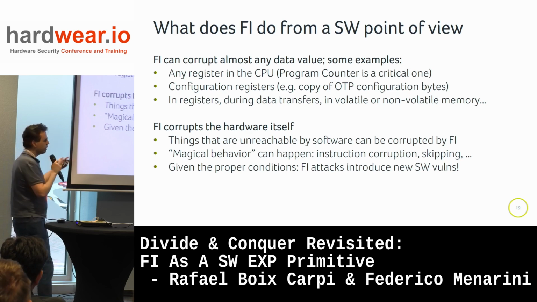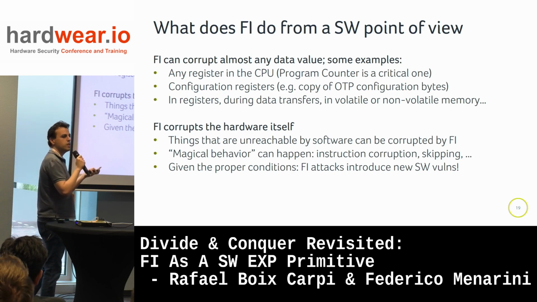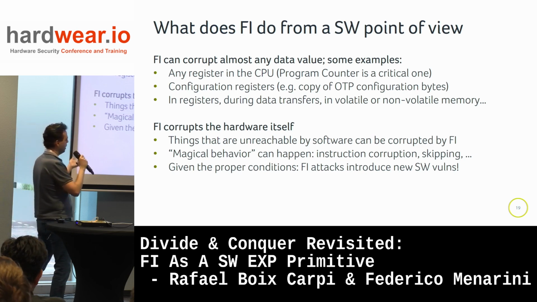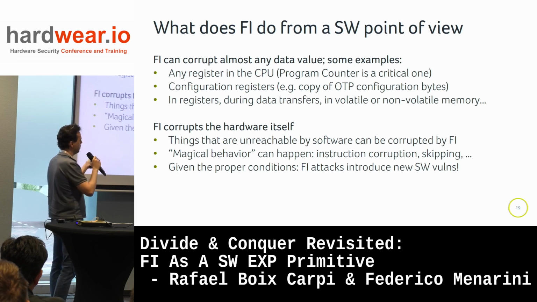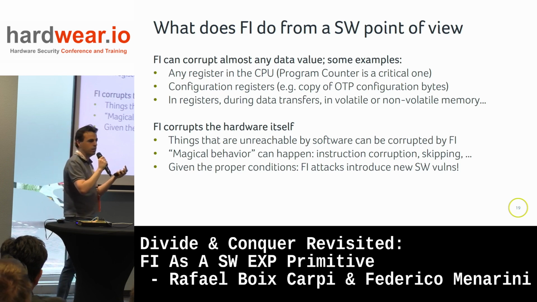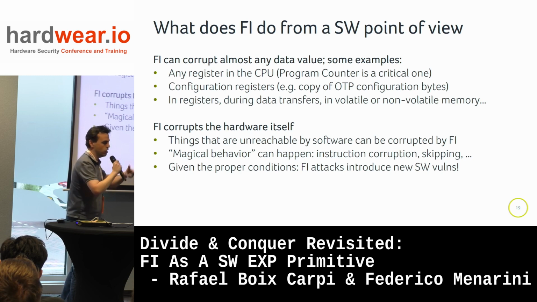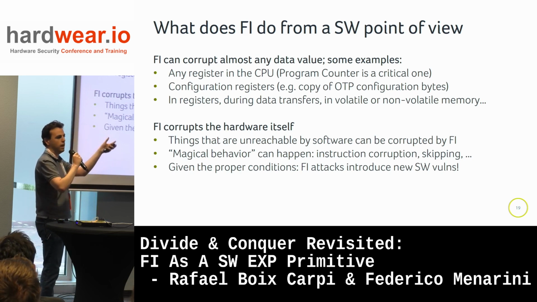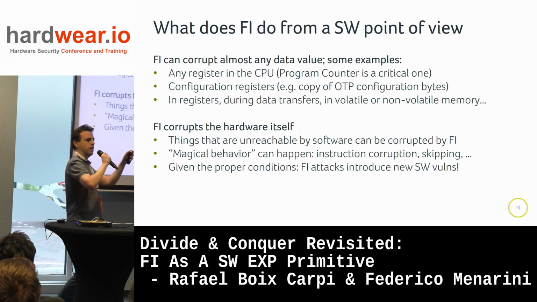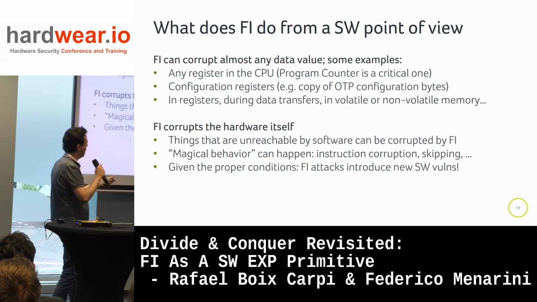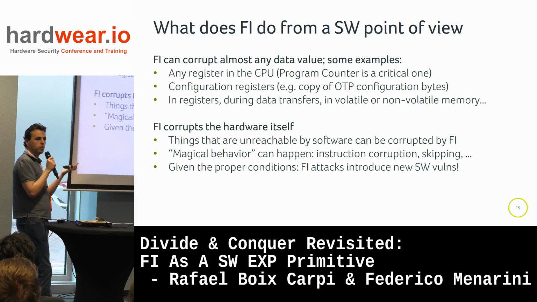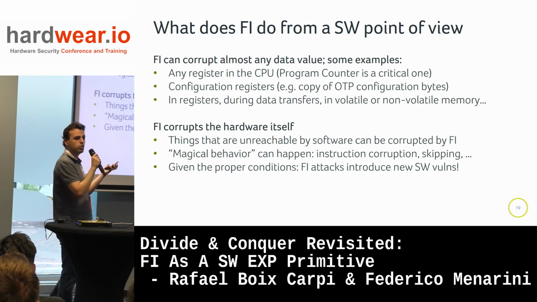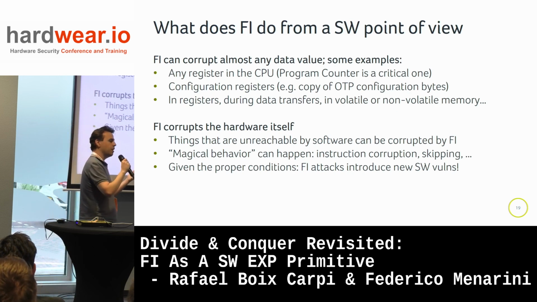So with glitching, we can trigger also things which are unreachable by software. Okay? This is what we sometimes call the magical behavior unicorns, like instruction skipping, instruction corruption, creating new instructions because you glitch the logic, some transistors become metastable or blow up, and then you have, instead of an other, something that does half an other and adds +3. I don't know. So given the proper conditions, glitching, from a software point of view, can introduce software vulnerabilities, can do a lot of interesting things.